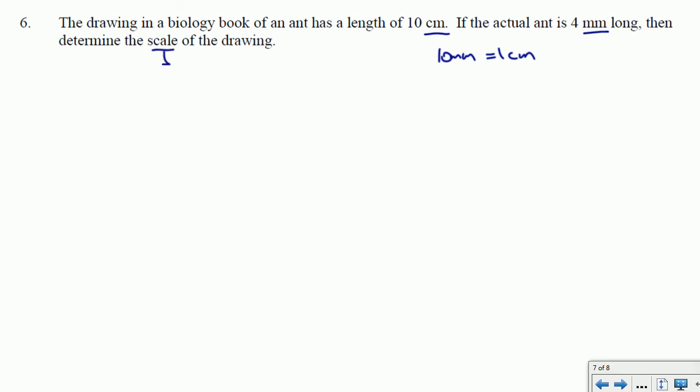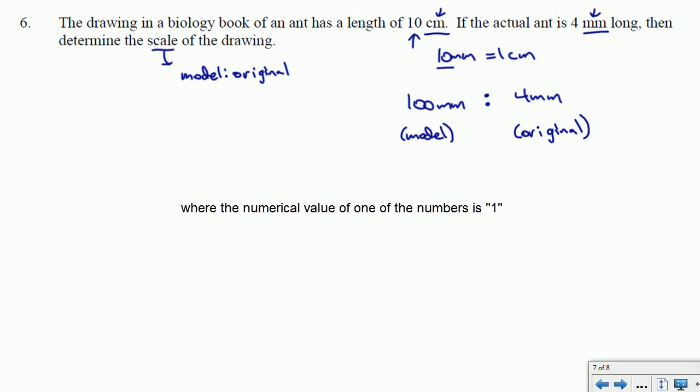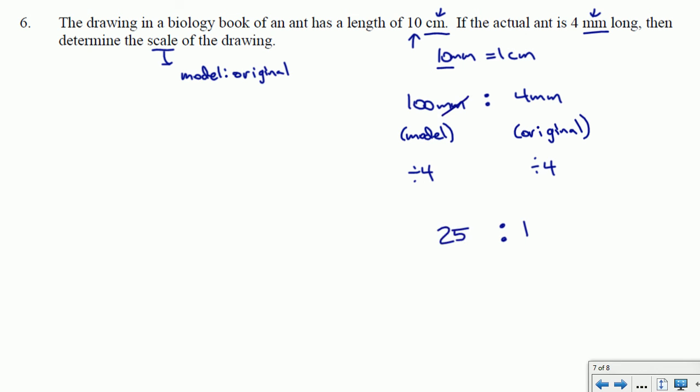Now scale is typically given as model to original as a ratio, and in order to get a unitless ratio, we need to make sure that these units are the same. So given 10 centimeters, we have 10 lots of 10 millimeters. So that would be 100 millimeters total, and that's our model, and the original is 4 millimeters. Typically scale drawings are given as unit ratios without units. So in order for us to get a unit ratio out of this, we can divide both sides by 4. And 4 divided by 4 is 1, and 100 divided by 4 is 25. And millimeters basically cancel out because it's a 1-to-1 comparison. So the scale in this biology textbook is 25 to 1.